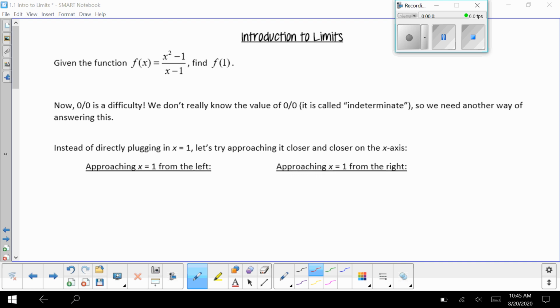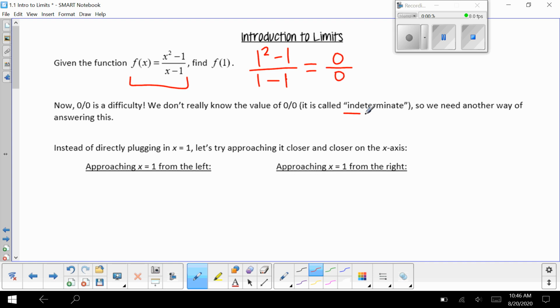Hey guys, so today we are going to be talking about limits. We are going to start with this function right here, f of x. Using f of x, we are going to plug in 1. I am going to take this function and have 1 squared minus 1 over 1 minus 1. And you'll notice that when we do that, we end up with 0 over 0.